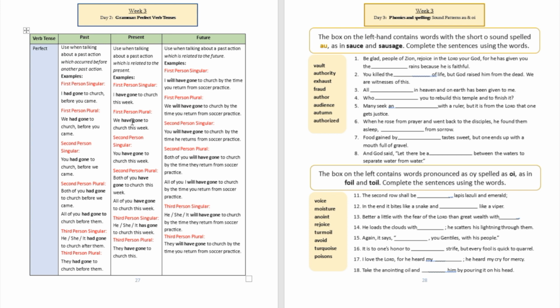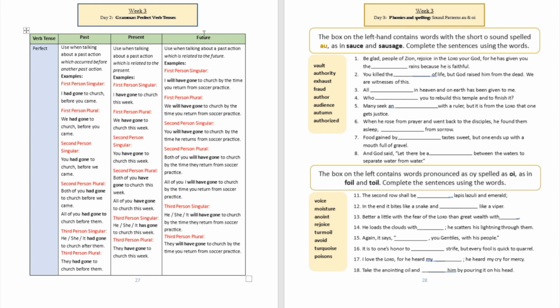First person plural, we have gone to church this week. Second person plural, both of you have gone to church this week, or all of you have gone to church this week. Third person singular, she or he has gone to church this week. And third person plural, they have gone to church this week. All right.